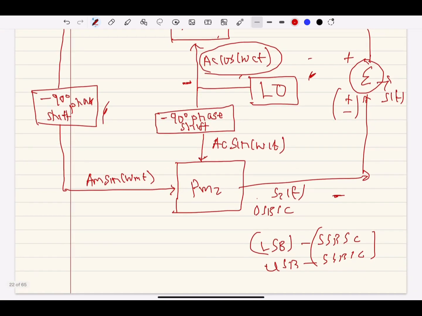When you are done, what we are going to do next is that for the x1 of t, the message is in cos, so we are going to get Am cos omega mt multiplying by AC cos omega ct. And at the end of the day, we got Am AC cos omega mt cos omega ct.